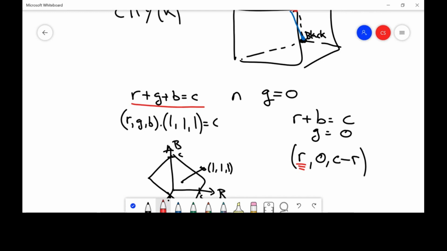How many degrees of freedom do I have here? So let's plot all these points. They are of the form: R can be whatever, G can be whatever, but then B is restricted to be C minus R minus G. So I have 2 degrees of freedom. That is why those are in a plane.